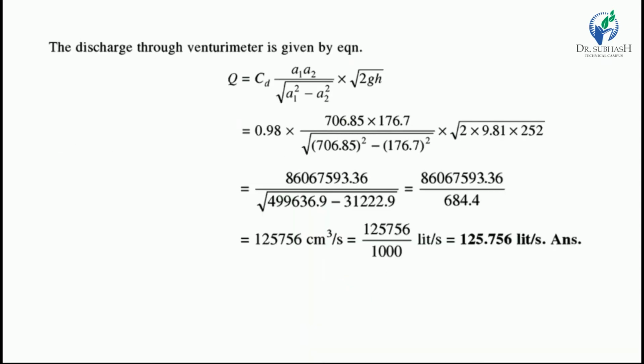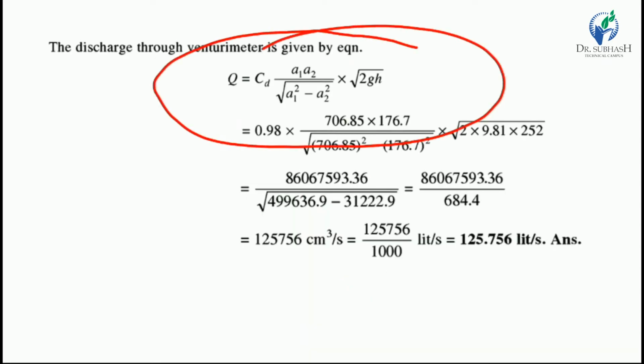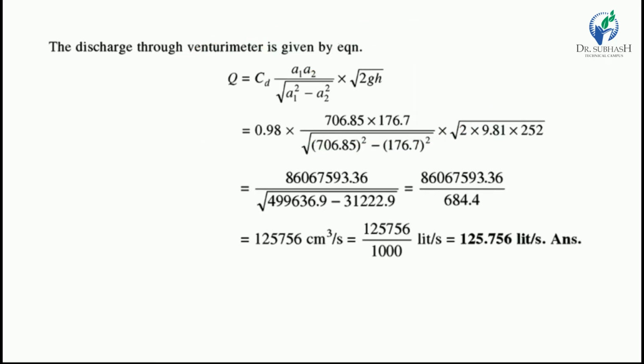Now we know the discharge equation of the Venturimeter: Q equals Cd A1 A2 upon under root A1 square minus A2 square, into under root 2gh. We have the value of all elements in this equation: Cd, area at section 1, area at section 2, and we also found the value of h. So put in the values of all elements and we find the value of the discharge.